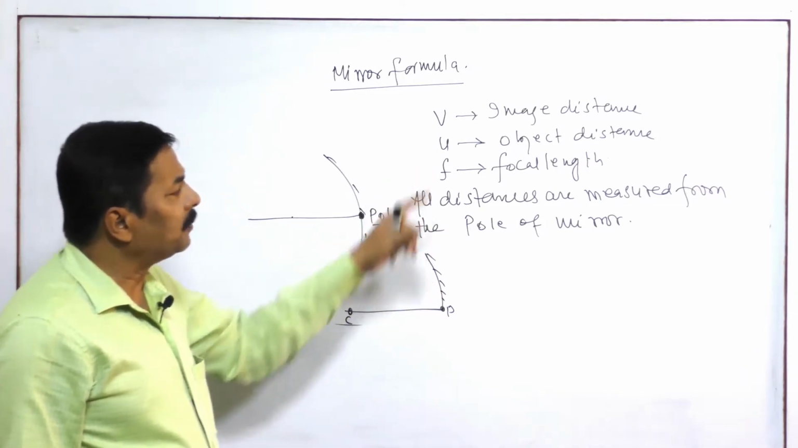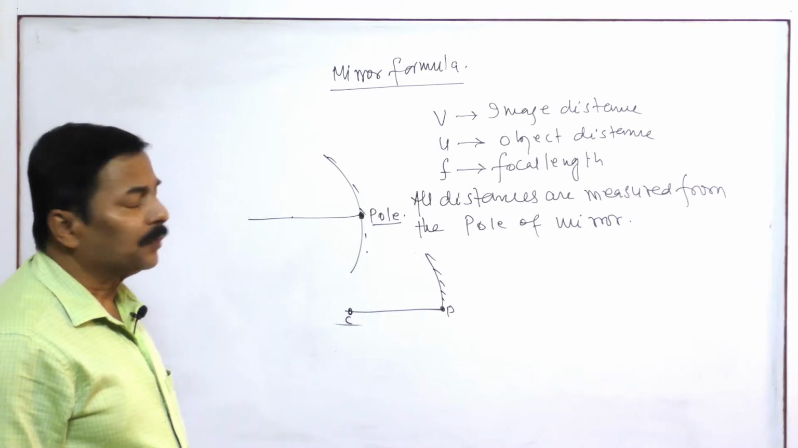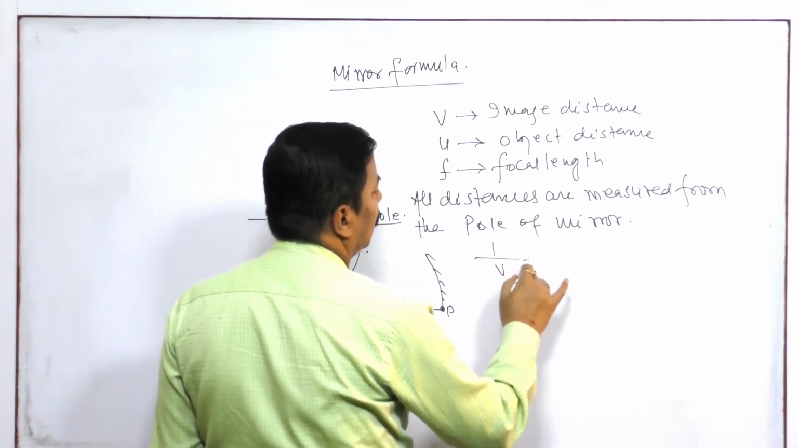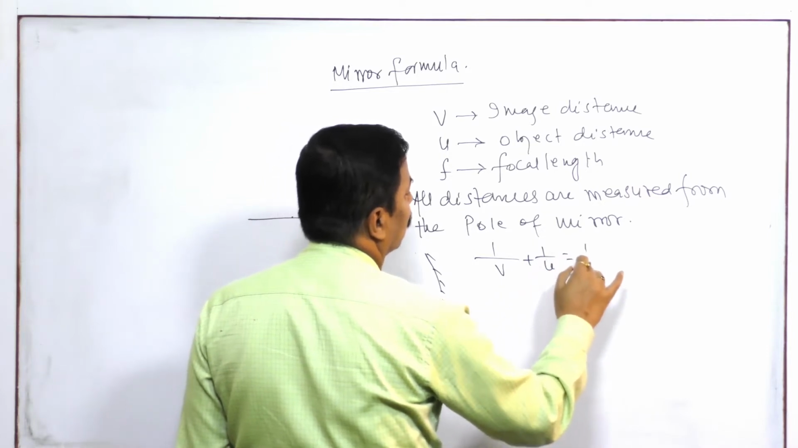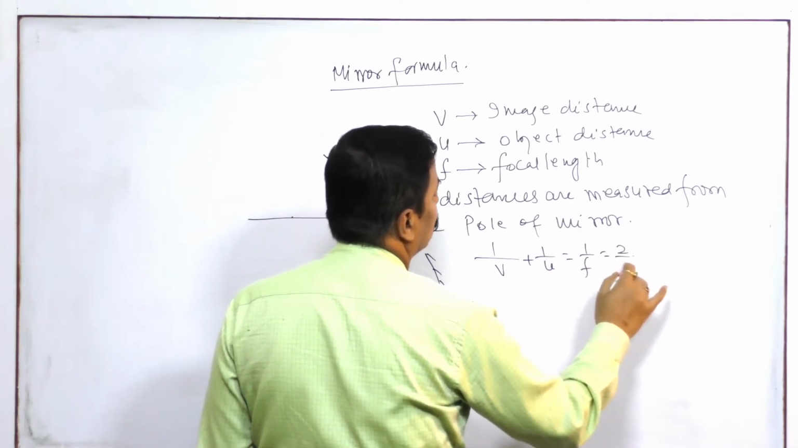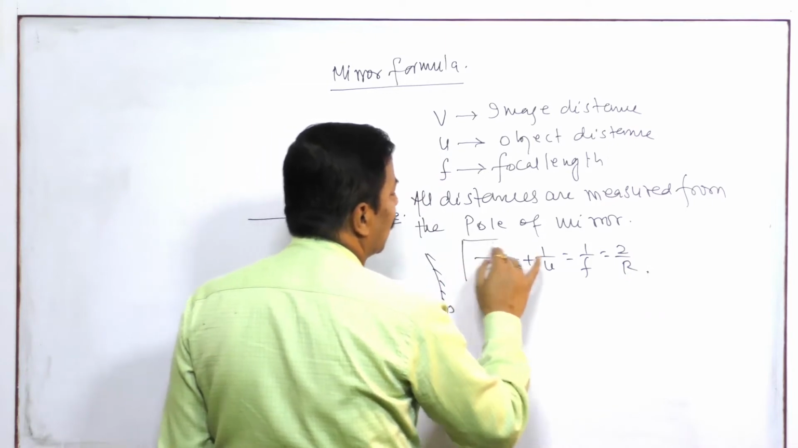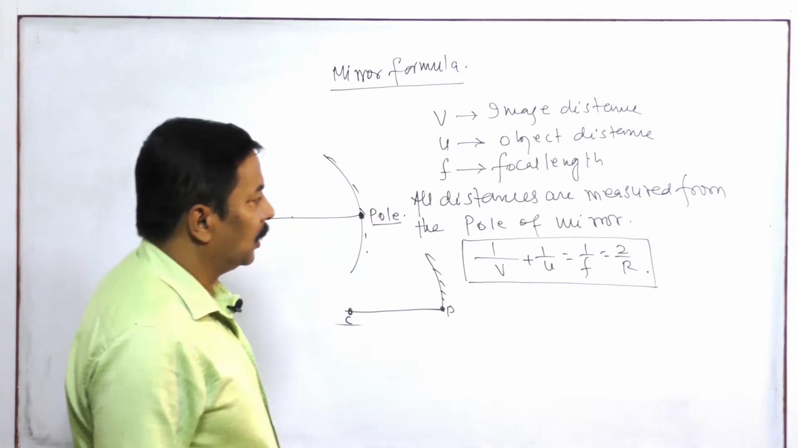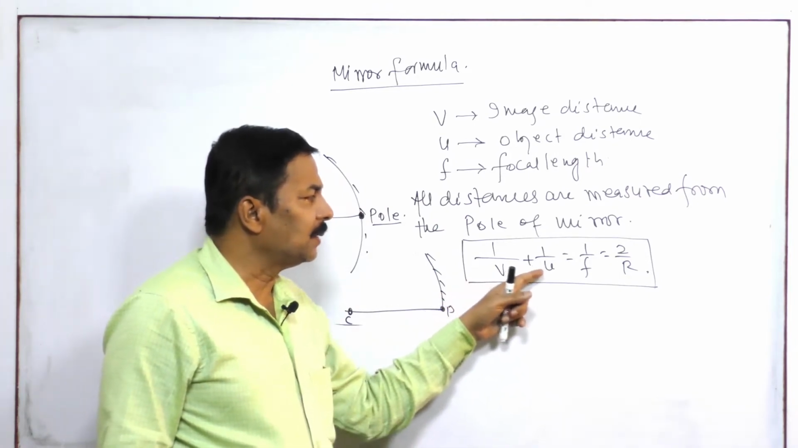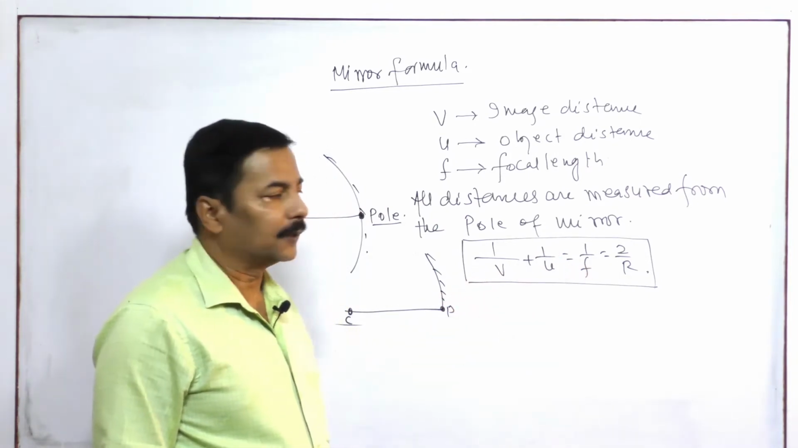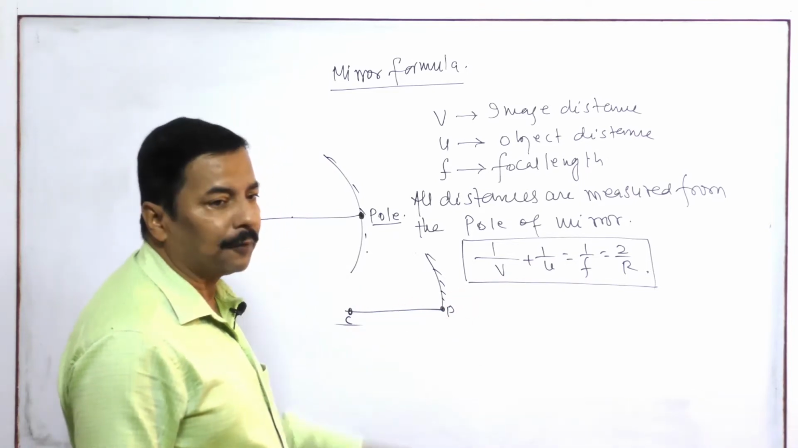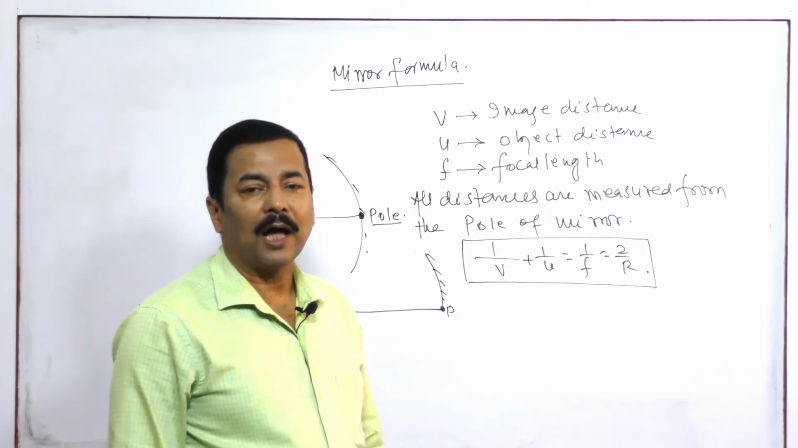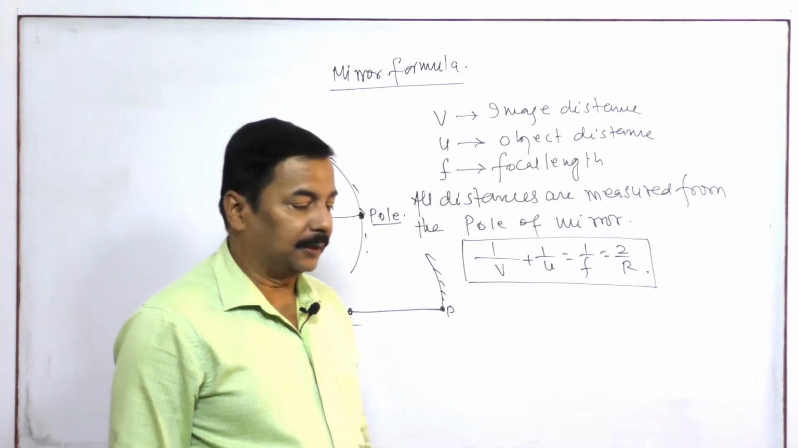So this is the object distance, image distance and focal length. Now the relation is 1/v + 1/u = 1/f = 2/R. This is the relation between object distance, image distance and focal length, and this is called your mirror formula. Now we will try to understand how we can derive the mirror formula keeping the ray diagram in mind.